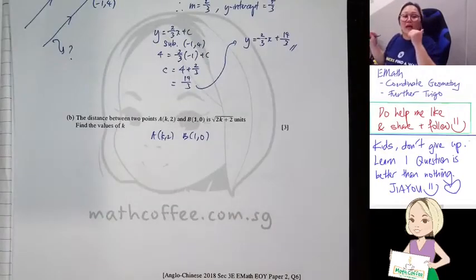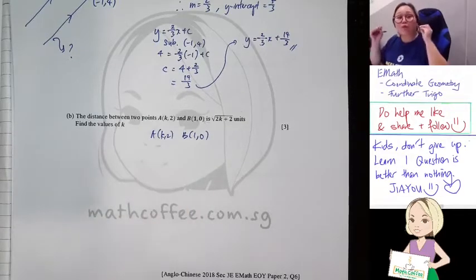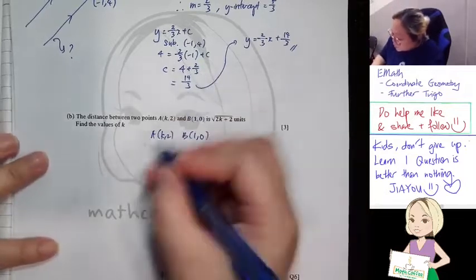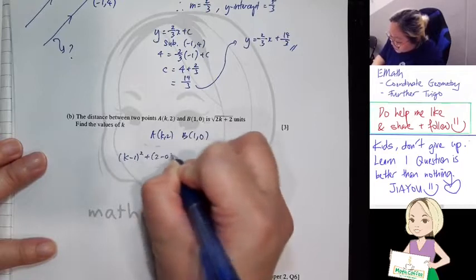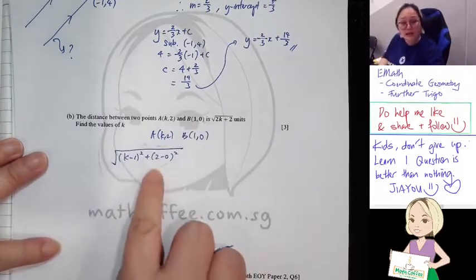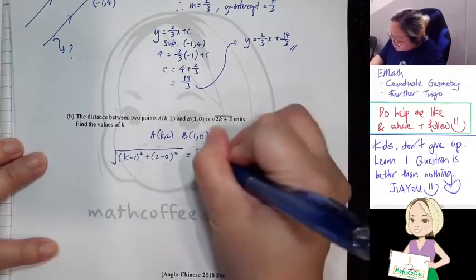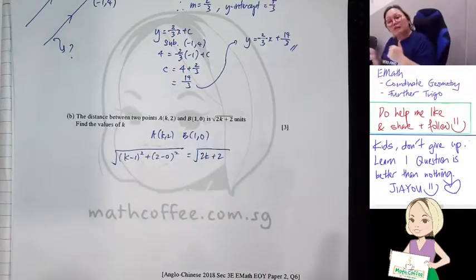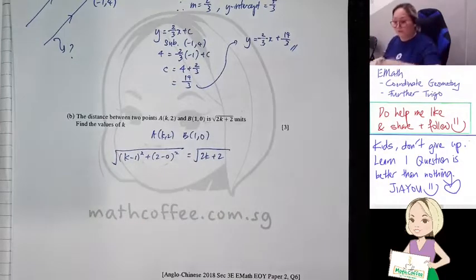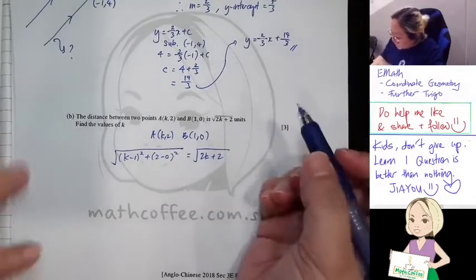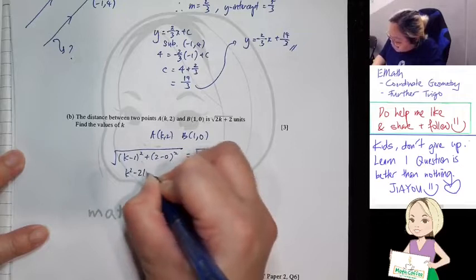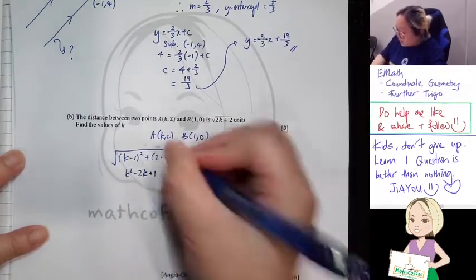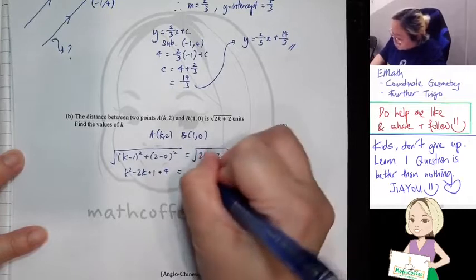So remember just now I taught you to find the length. So okay, we're going to find this. Don't worry about the k, because you're supposed to form an equation solving for k. So we will say, okay, (k minus 1) squared plus (2 minus 0) squared. This is the length, which they tell us is equals to square root of 2k plus 2. And when both sides have square root, it means that you can remove the square root. Okay, and you will have k squared minus 2k plus 1. This is 2 squared, so it's plus 4, equals to 2k plus 2.